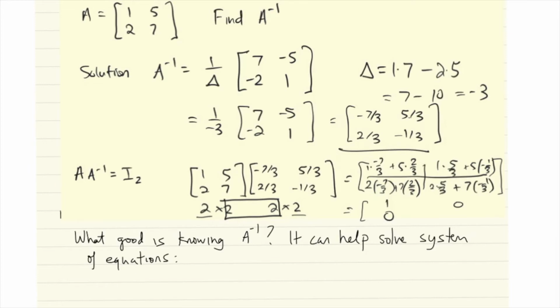And that becomes 10 over 3 minus 7 over 3. So, sorry about that, 1. Okay, and so this here is the 2 by 2 identity matrix, and we've verified that A times A inverse is the 2 by 2 identity matrix. It's also true that A inverse times A is also the 2 by 2 identity matrix, but I won't do the computation. It's very similar to the one we just did.